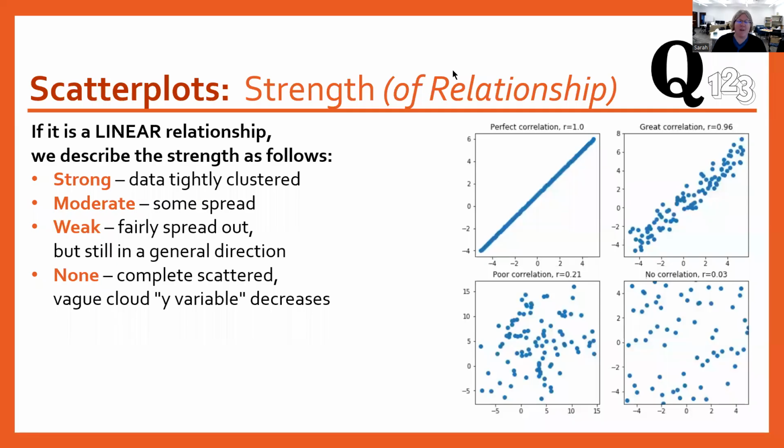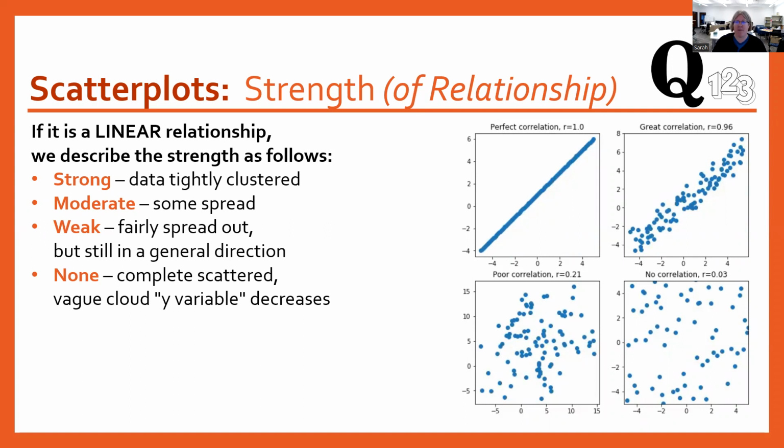Now that we've looked at the form and the direction for describing a scatter plot, we're going to look at how you describe the strength of the relationship. So if it's linear, meaning it makes a line, then we're going to describe the strength as follows. So if that line is super tight, we were to draw the line and it would go through most of the dots, we would call that strong.